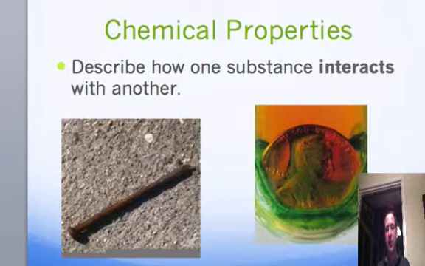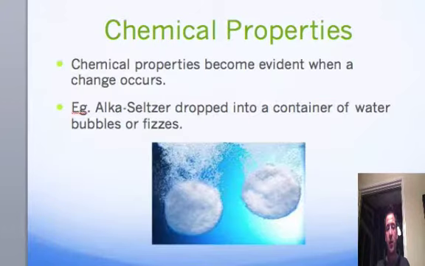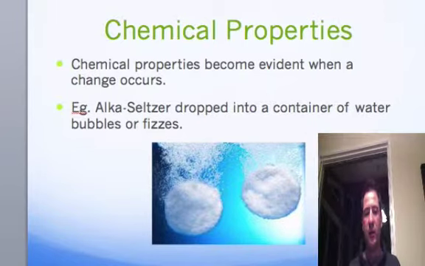Also, if you take a penny and you put it in water, it's going to change color and turn green. I don't know if anyone's ever seen that, but that actually occurs as well. So with chemical properties, it becomes evident when you can tell a change is occurring. If you look at this Alka-Seltzer, when it's dropped in water, it starts to bubble or fizz. The bubbling and fizzing is actually a gas being given off. So what's happening to the Alka-Seltzer is it's changing in composition. It's getting smaller, it's giving off a gas, and it's losing its molecular shape.